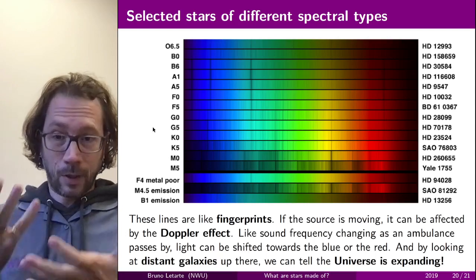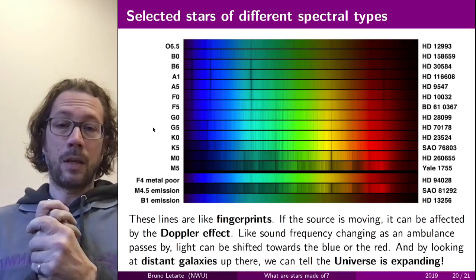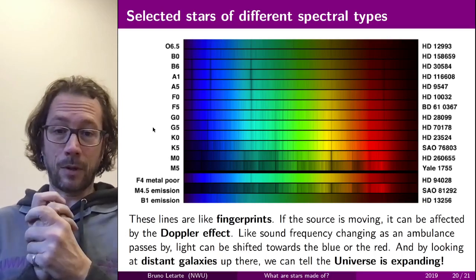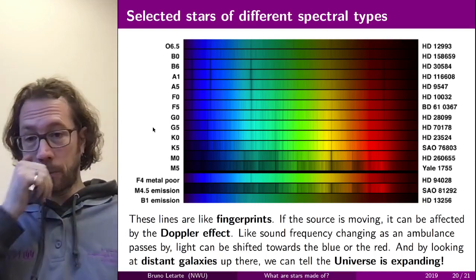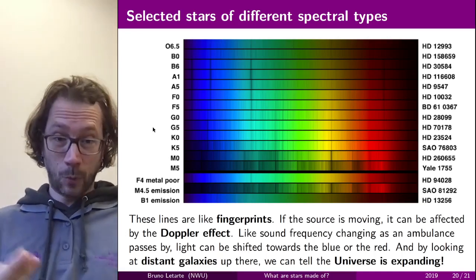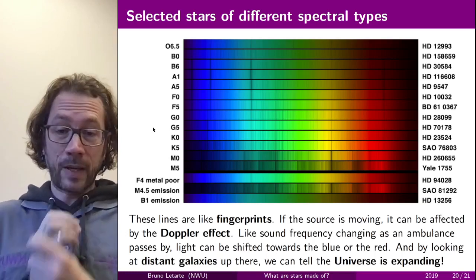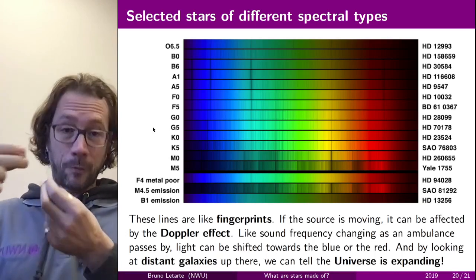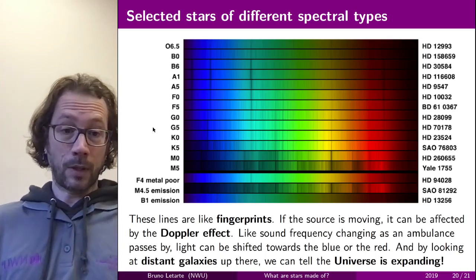And as I said before, these lines are like fingerprints, and this is where it becomes interesting. If the source is moving, it can be affected by the Doppler effect. Just like the sound frequency will change as an ambulance passes by, going from high pitch to low pitch, light can be shifted towards the blue or the red as well. And by looking at distant galaxies, we can see that the universe is expanding. The further away a galaxy is from us, the faster it is moving away, and the more the lines are shifted towards the red. So that's quite interesting.